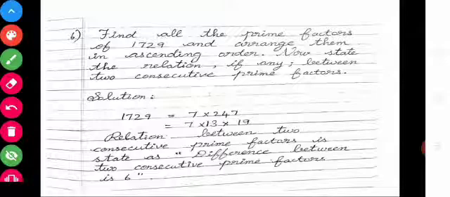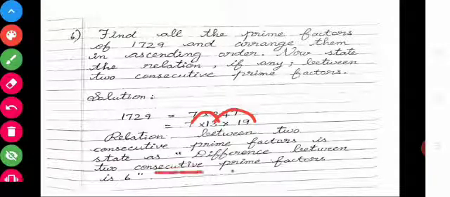Find the difference between two consecutive prime factors. 13 minus 7 is 6. 19 minus 13 is 6. Yes, the answer is that the difference between two consecutive prime factors is 6.